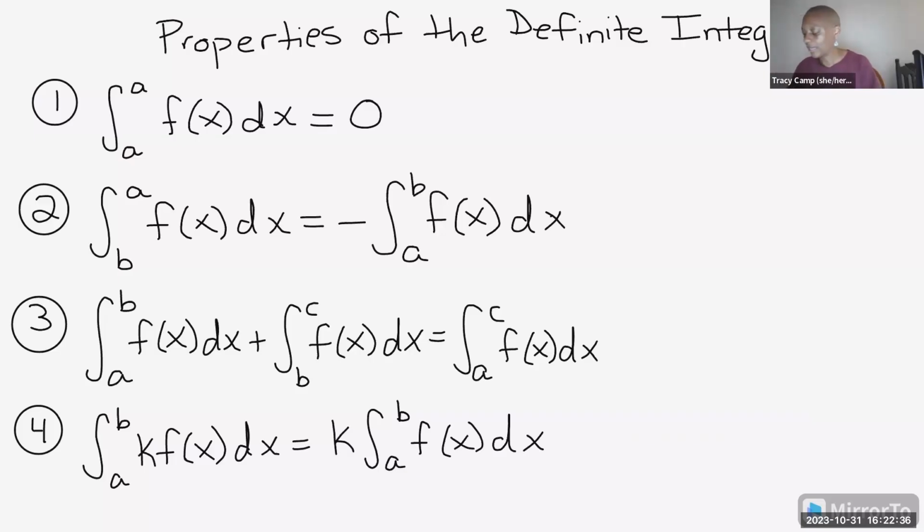Usually that number is going to be smaller than the number on top. So we'll start at A and end at B, right? The idea is that A is smaller than B, and we're going from left to right. But if you start at B and end at A, that actually ends up switching things around, and you end up getting the opposite of the definite integral from A to B of f of x dx. So that's the second rule.